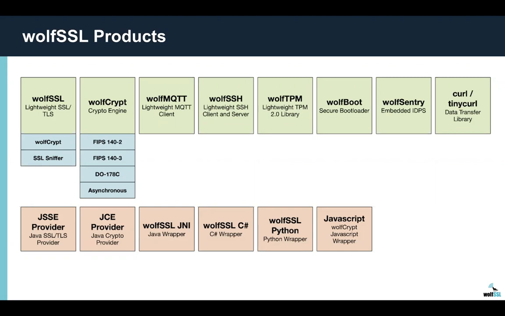And that second row on the bottom here is a set of language wrappers for wolfSSL. wolfSSL is written in C, but we do have users that want to use us from Java, either through the JSSE or JCE providers, or just the straight JNI wrapper. We also have users who want to use this in C#, Python, and JavaScript.